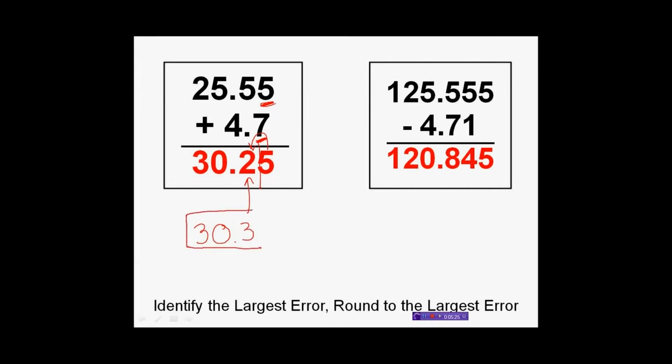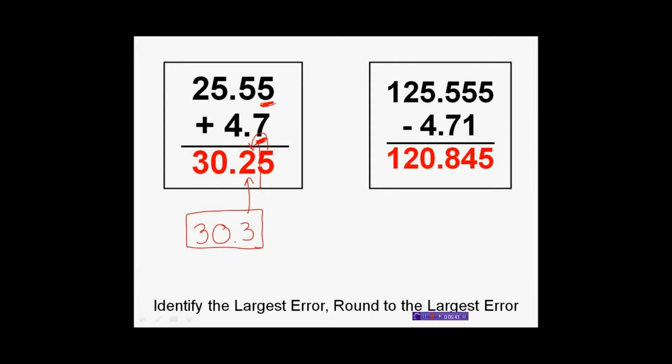And you're going to notice that the number of decimal places matches the least number of decimal places in the problem. 4.7 has 1 decimal place, to the tenths. The 5 over here is in the hundredths. So therefore, the lowest number of decimals is the tenths. We round this off to the tenths as well.